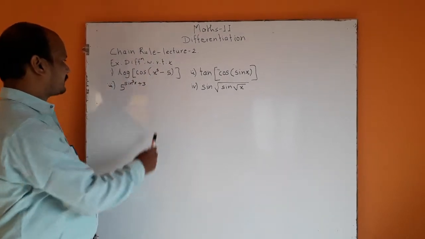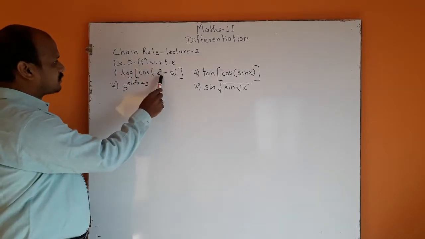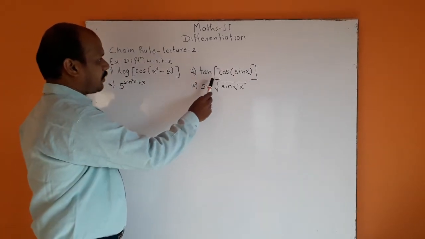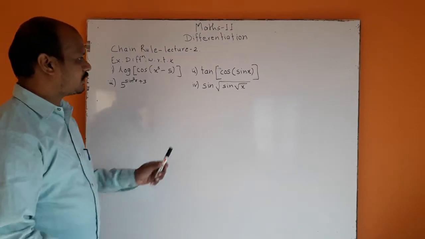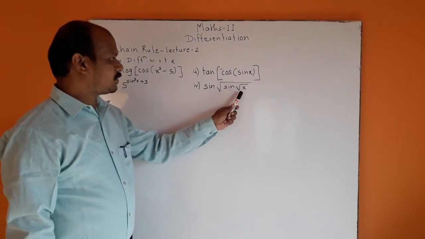Differentiate with respect to x. First, log of cos of x cube minus 5. Second, tan of cos of sin x. Third, 5 raised to sin cube x plus 3. Fourth, sin of root x.